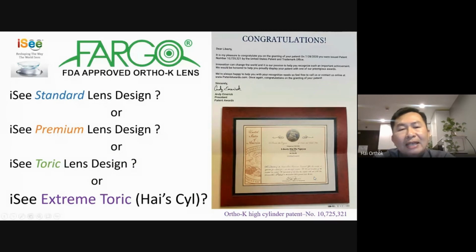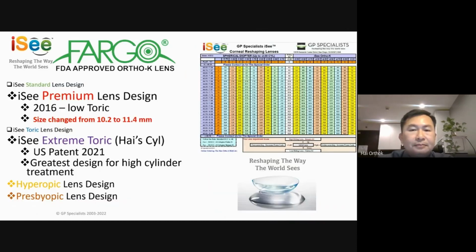Why is the Firewall and ISIS lens very effective to be used? Before, we only had a standard lens and toric lens. Then later we have a premium lens, and in 2021 we have the extreme toric lens. This is my patent in 2020. And this is the patent for high cylinder treatment. So any lens design above 1.75 cylinder treatment belongs to my patent.